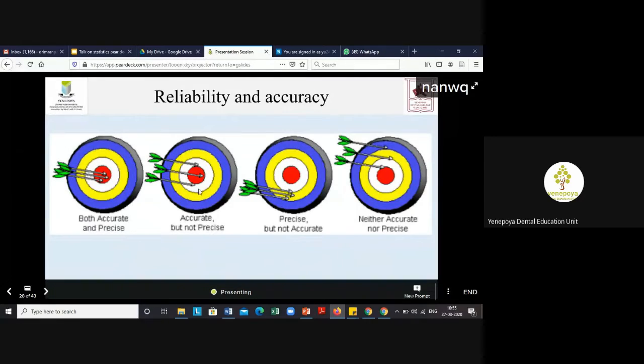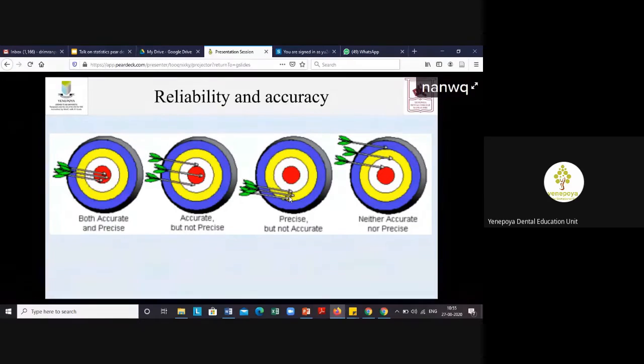Now you can see here it is accurate, but it is not precise. It is clustered in and around your bullseye, so it is maybe accurate, you can say, but it is not yet precise. The third example is precise. It has hit all the outside arrows, but it is not accurate. The idea was to hit the bullseye, isn't it?